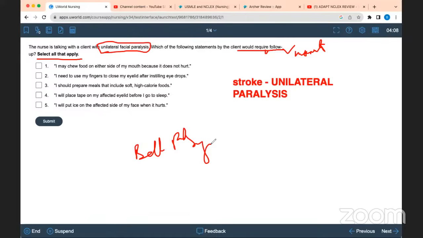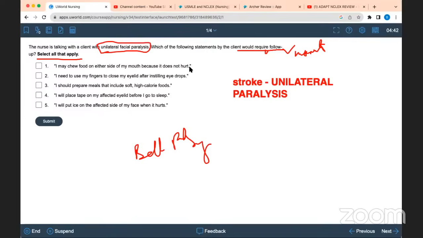So this is the same question. You just have to bring your content, and then you'll be able to answer this question. So we know this is Bell Palsy. Then you tell your brain, for Bell Palsy, I'm just worried about what? Motor problem. Sensory is not an issue. I will chew food on either side of my mouth because it does not hurt. Of course, because it's not the sensory problem, it's motor.